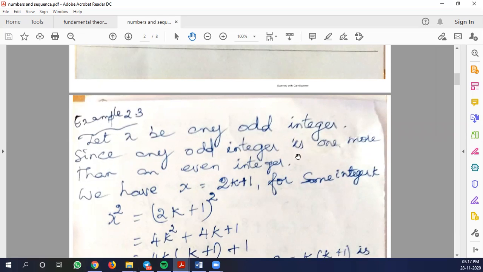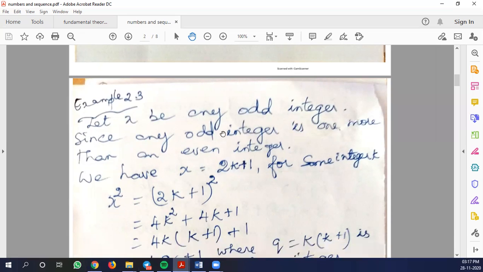So if we add 1 to any even number, you will get an odd number. So we are writing this: since x is an odd number, how to express x? x is equal to the even number plus 1. Even number means a multiple of 2. So 2 into any number will give an even number. 2 ones are 2, 2 twos are 4, in the same way. So 2k plus 1. So that 2 plus 1 is 3, 4 plus 1 is 5. You will get an odd number for some integer k.